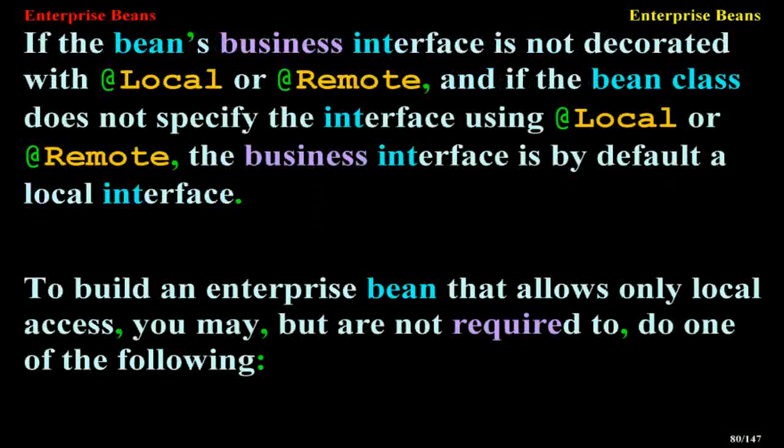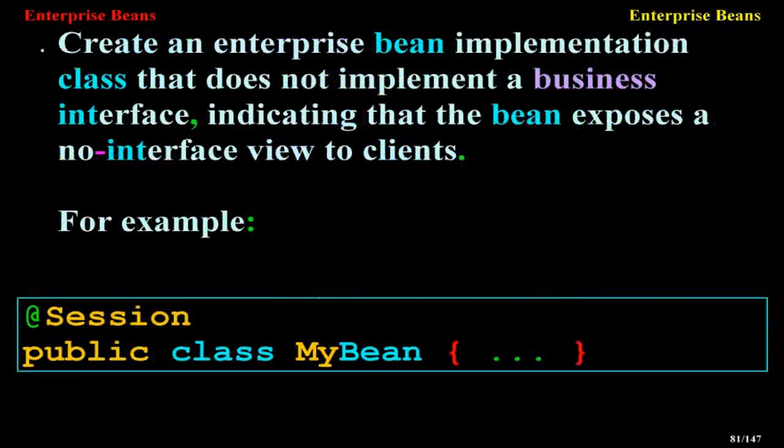To build an enterprise bean that allows only local access, you may, but are not required to, do one of the following. Create an enterprise bean implementation class that does not implement a business interface, indicating that the bean exposes a no-interface view to clients. For example, @Session public class MyBean.